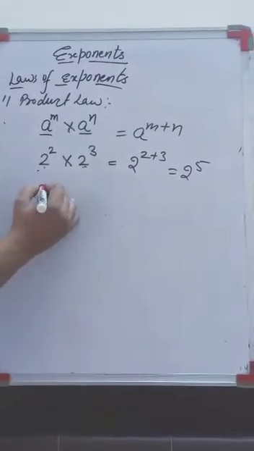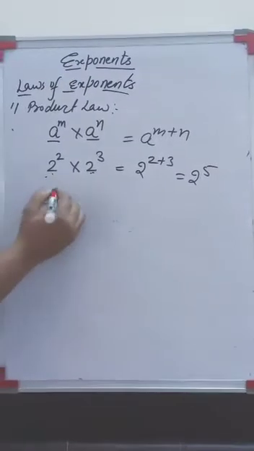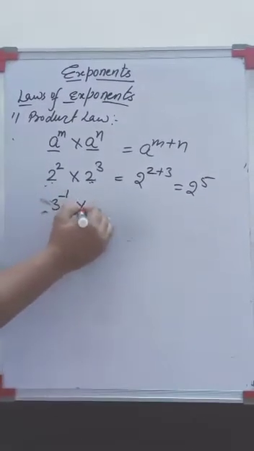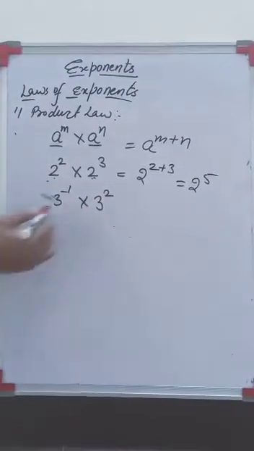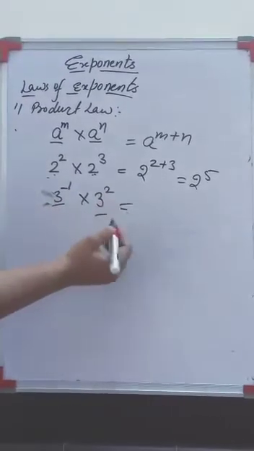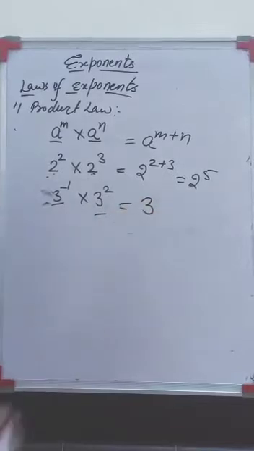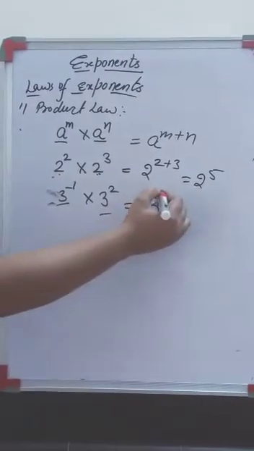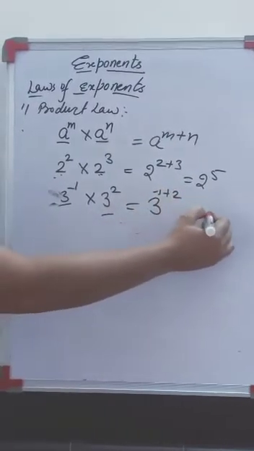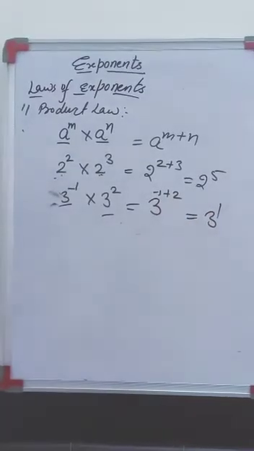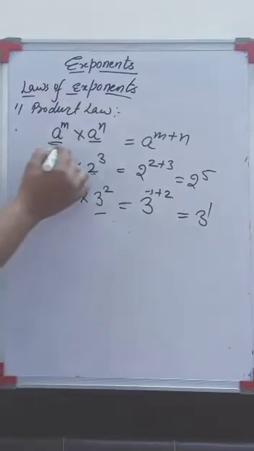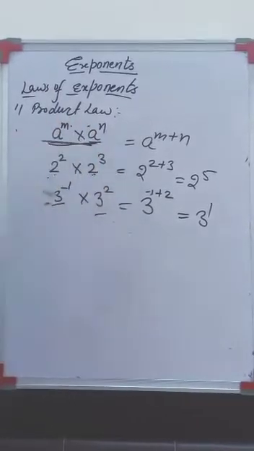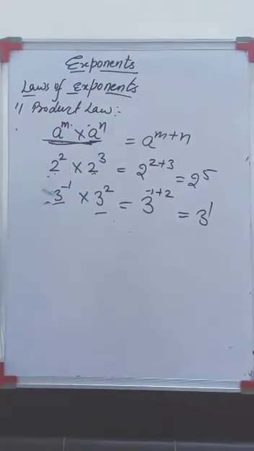Or I am writing 3 raised to power minus 1 into 3 raised to power 2, right? Again, bases are equal, so powers get added. We take the same base, minus 1 plus 2. What will be the answer? 3 to the power 1. So in the product law, whenever the bases are equal, the powers get added, right?